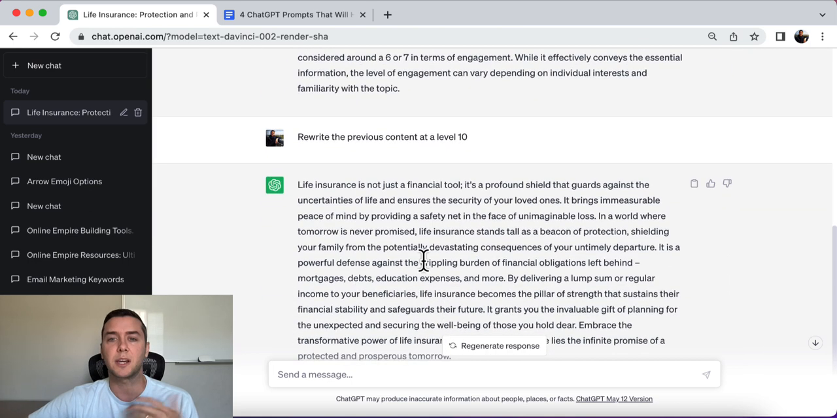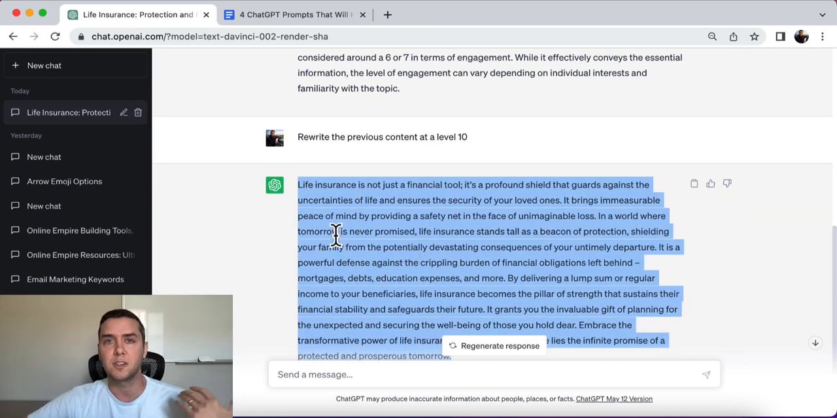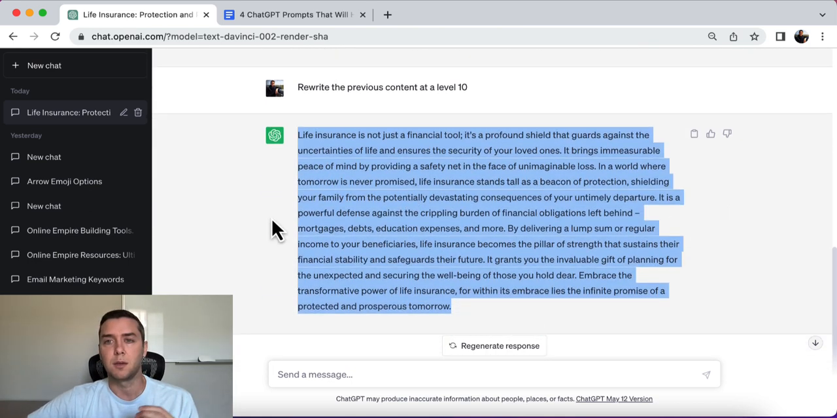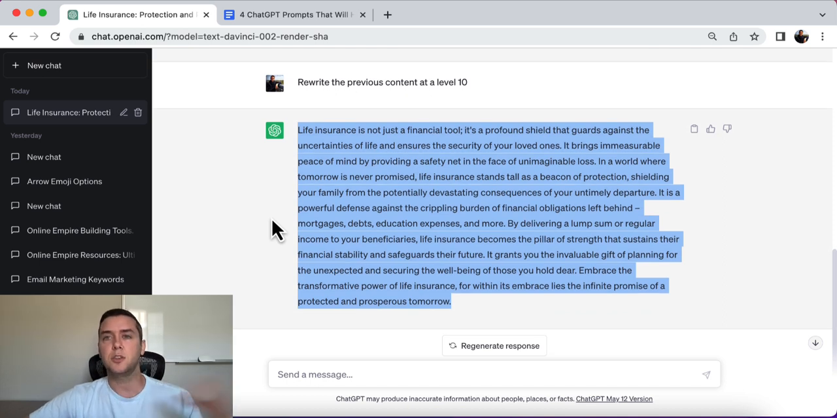Okay, you can see how much more engaging this is. The words it uses, it's much more persuasive. So you can use this with any aspect of content that you're creating and really turn it up a notch to make it more engaging, more persuasive.